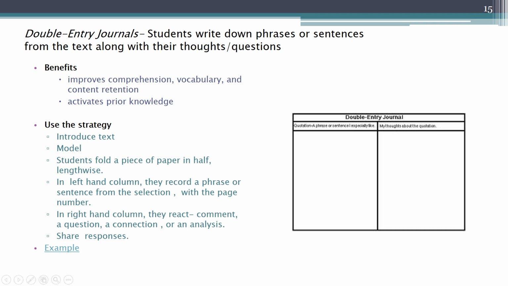We might use a double entry journal. In a double entry journal, the key thing here is that you designate one side as the side where students are putting actual information. It can come from the text. If you're lecturing or giving a presentation, it might come from that. And so they put that key information on one side. On the other side, they write down their own thoughts, questions, connections, comments, analysis, and then you can take time and have them share their responses with each other.